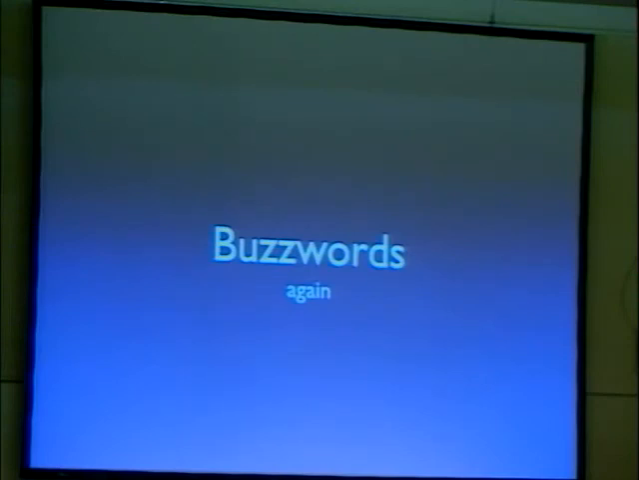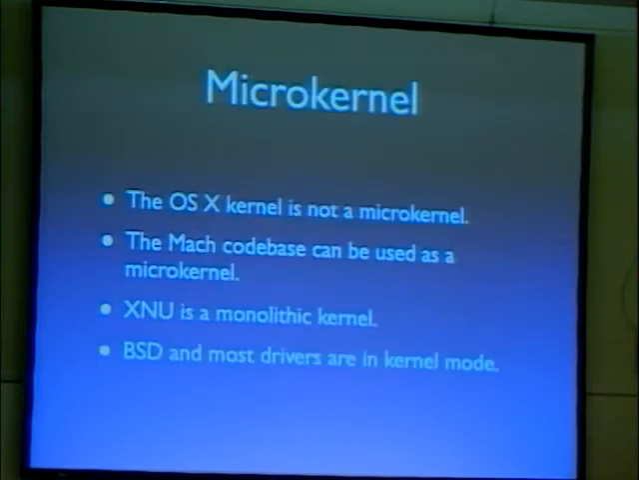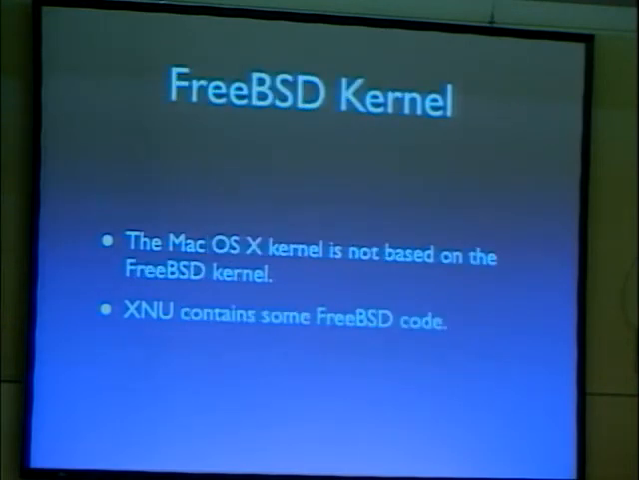To conclude my talk, let's revisit the buzzwords again and clarify their relation to macOS. Mach. The macOS 10 kernel is not Mach. The macOS 10 kernel is XNU. XNU consists of Mach, BSD, and the I/O Kit. The macOS 10 kernel is not a microkernel. The Mach codebase can be used as a microkernel. XNU itself is a monolithic kernel. BSD and most drivers are in kernel mode. FreeBSD kernel. The macOS 10 kernel is not based on the FreeBSD kernel. XNU contains some FreeBSD code.